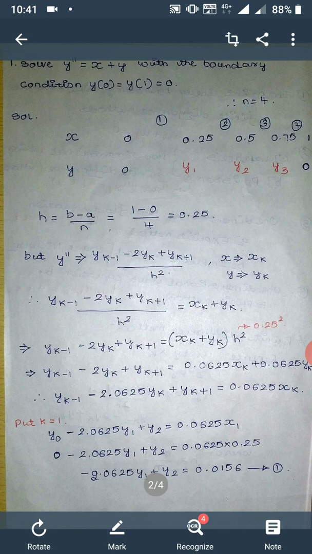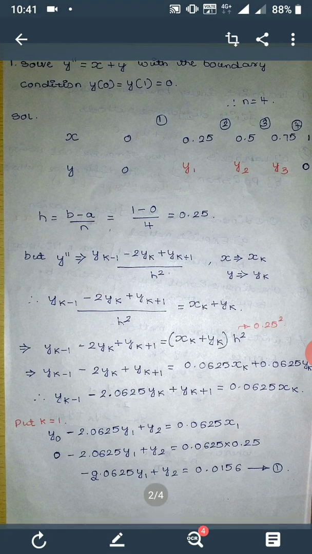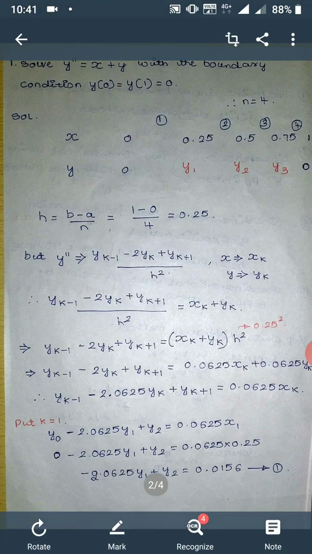So y0 minus 2.0625 y1 plus y2, where the value of k is 1, is equal to 0.0625 x1. So what is the value of y0? y0 is equal to 0, which is already given. So 0 minus 2.0625 y1 plus y2 is equal to 0.0625 times x1. What is the value of x1? Which is equal to 0.25.